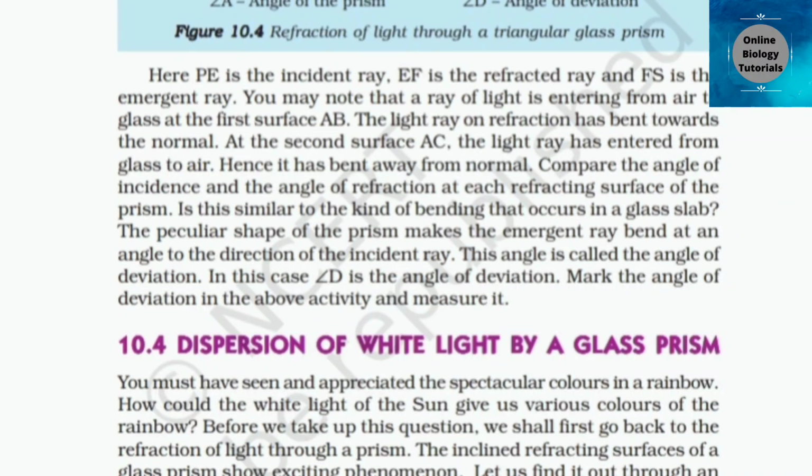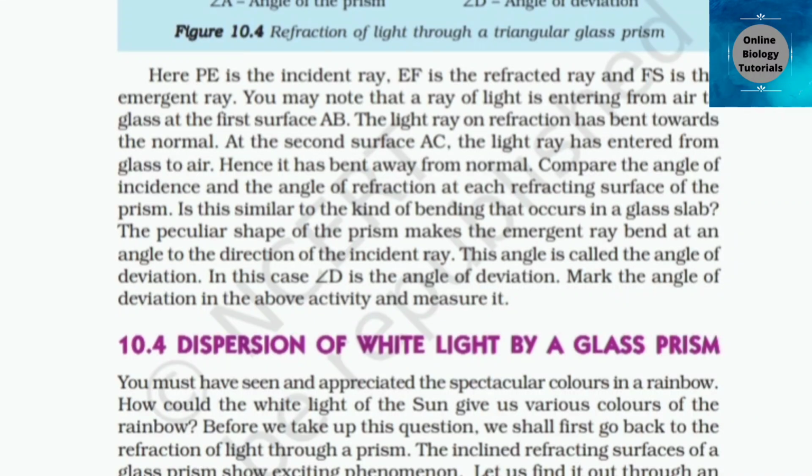The peculiar shape of the prism makes the emergent ray bend at an angle to the direction of the incident ray. This angle is called the angle of deviation. In this case, angle D is the angle of deviation. Mark the angle of deviation in the above activity and measure it.